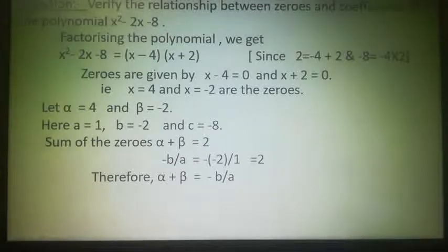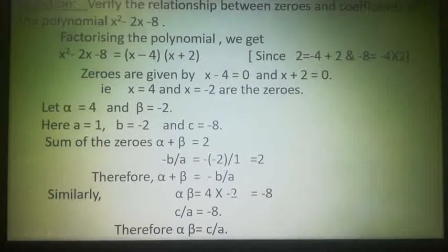So negative b by a, find out. Here the polynomial is x square minus 2x minus 8. So that is equated to ax square plus bx plus c. So what is a? a is the coefficient of x square, 1. b is the coefficient of x, that is negative 2. And c is the constant term, that is negative 8. So minus b by a is minus of minus 2 divided by 1, that is positive 2. So these two are equal. So we get that alpha plus beta is equal to negative b by a, that is verified.